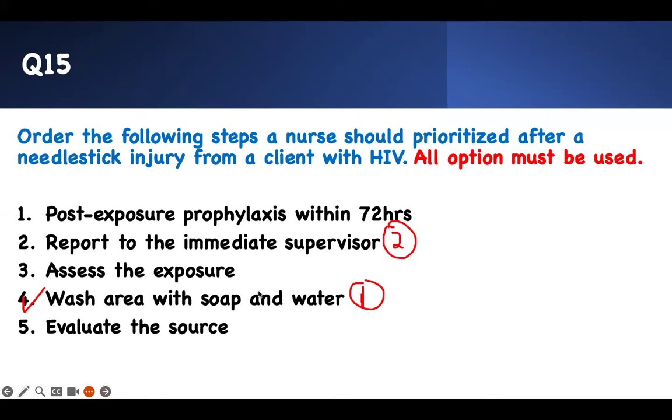Because of that, I've got to assess the exposure. That means the area that you got stuck. How did it look? Skin breakdown or anything like that? So that's number 3. Then you evaluate the source. Does the patient have any other medical problem, any STDs, anything? So you've got to draw HIV on them. You've got to get hepatitis B, C, all of them. You've got to do an extensive workup. Then you go and get your pill within 72 hours. So you're right: 1, 2, 3, 4, 5. That's what will happen. Those are the steps you should take.